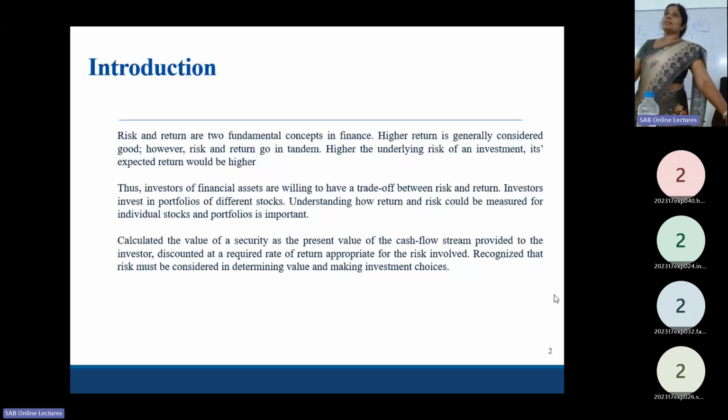We will discuss only the very fundamental things related to risk and return. If you are interested, you have to go to portfolio management, where certain advanced areas are covered. But here we discuss only the basic, fundamental things.